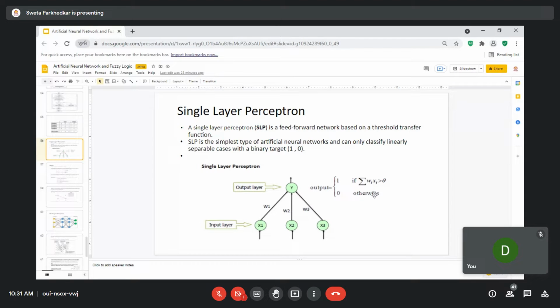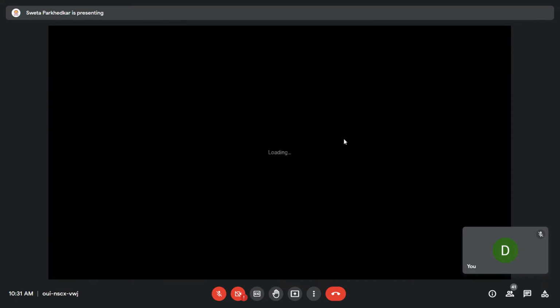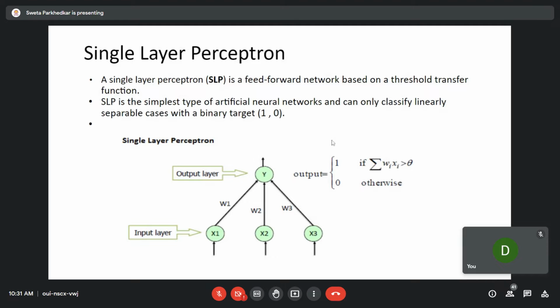Then if it's less than theta, okay, net is less than theta, then it will give the output as 0. So a threshold transfer function means you need to set a particular threshold, and according to that the output is either 1 or 0. So it's generally used for a classification problem. So SLP, single layer perceptron, is the simplest type of artificial neural network and can only classify linearly separable classes.